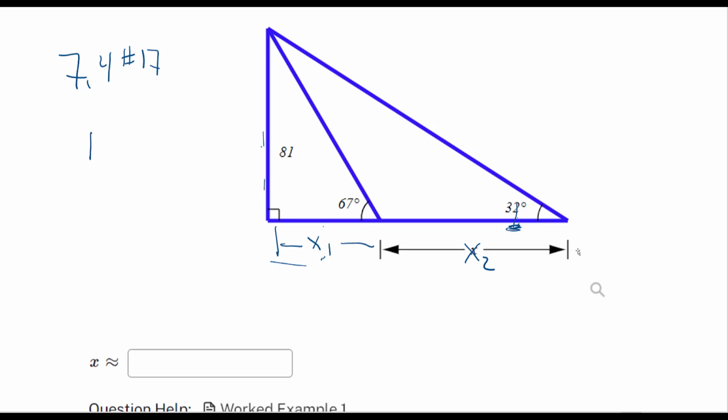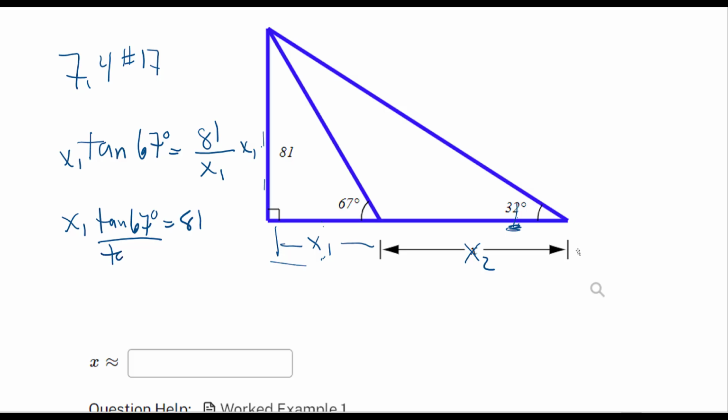So we'll start off, we'll say tangent of 67 degrees equals 81 over the x1. Tangent's opposite over adjacent. So we can multiply both sides by x1. x1 tangent of 67 degrees equals 81, and divide by tangent of 67 degrees. And we get x1 equals to what?